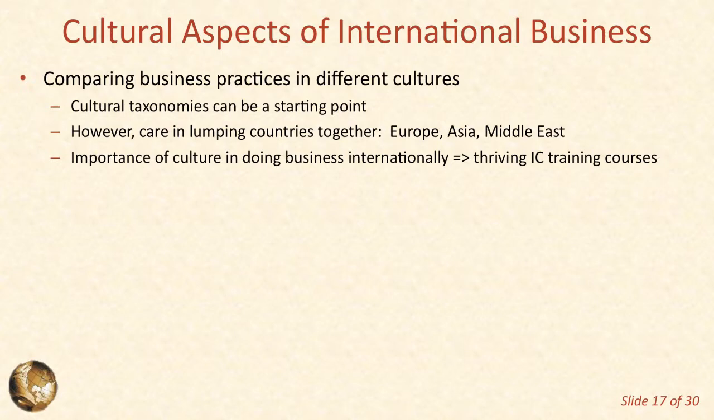So here are some ways in which one often talks about cultural aspects of doing business internationally. Often these cultural taxonomies are used as a starting point. In other words, individualism versus collectivism, power distance, those things that we talked about in the very first unit of this course. There's a danger in doing that in terms of lumping countries together and assuming, for example, that all European countries are the same. You conduct business in France and Germany in a very similar way. Nothing could be further from the truth. They share a lot of cultural values and behaviors, France and Germany and other Western European countries. But in terms of business, they're very, very different. And the same is true of Japan and China, which often link together, and the countries in the Middle East as well.